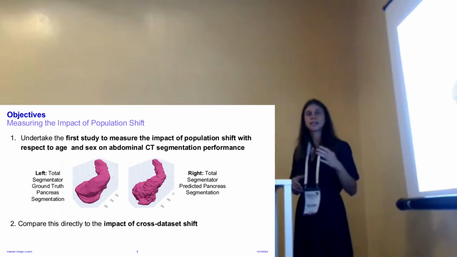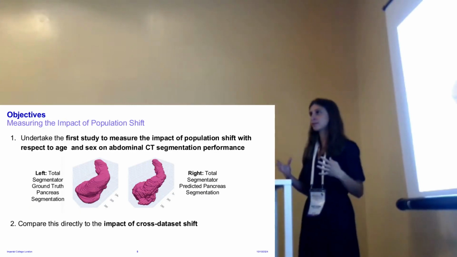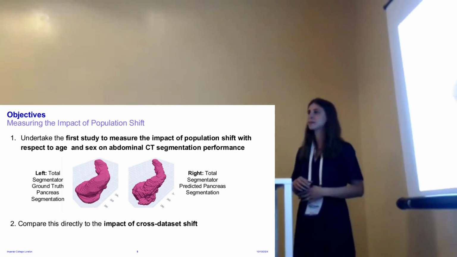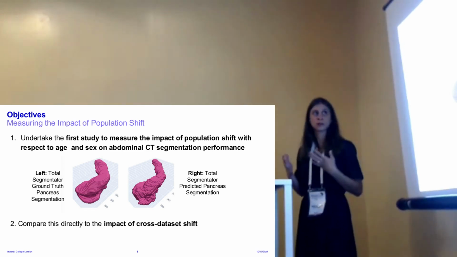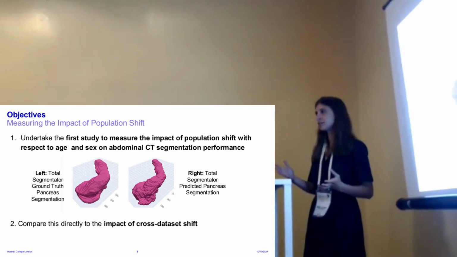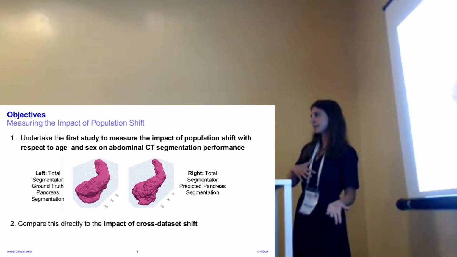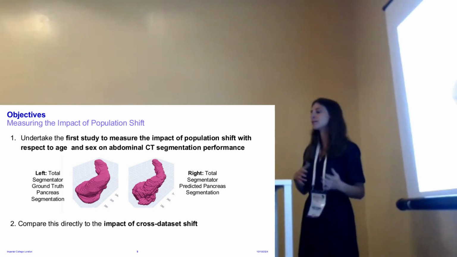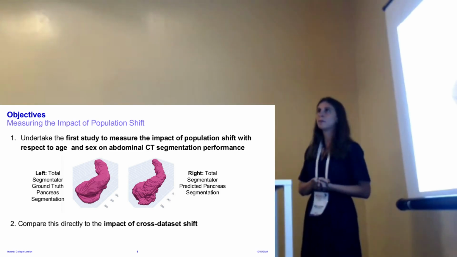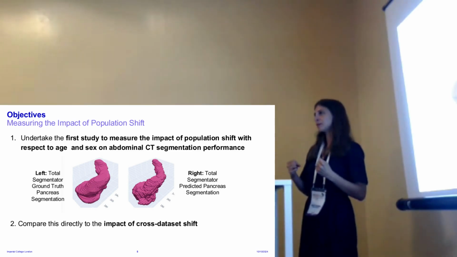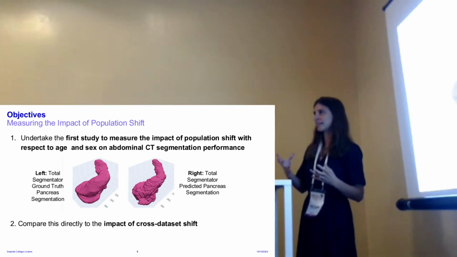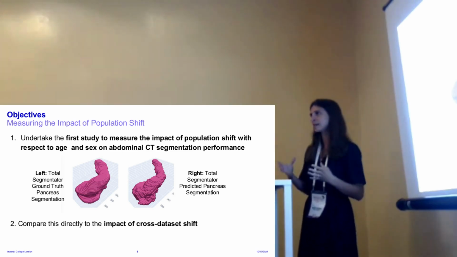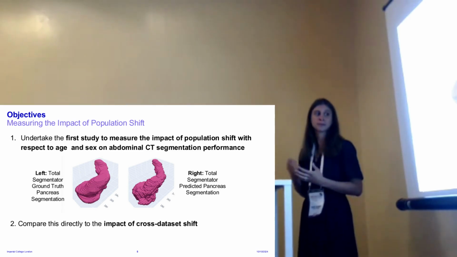So our work was to undertake the first study to measure the impact of population shift across age and sex for abdominal organ segmentation. So there has been quite a lot of work done already to look at the impacts of population shift in other modalities and anatomical regions. So I think particularly chest CT and X-ray have got quite a lot of attention. But the link between the population characteristics and the medical image appearance is going to be different for every anatomical region and modality. So we need to treat them separately.